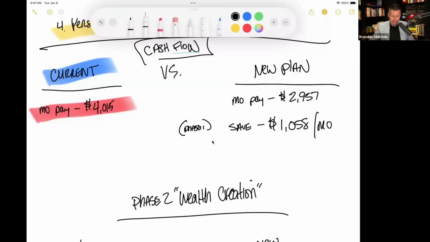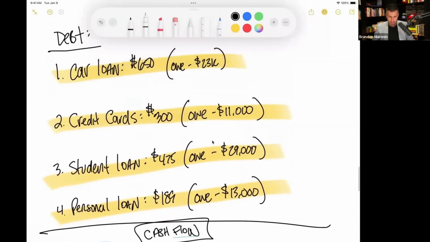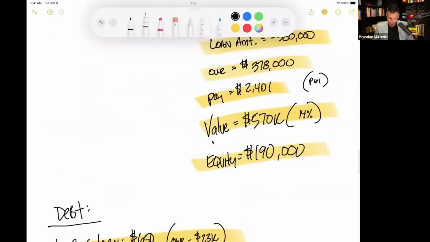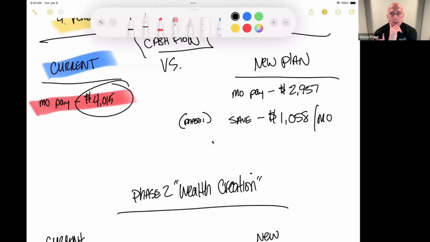The way in which you got that, right? We added up all their minimum payments on their credit report, in addition to their monthly mortgage payment, which gives us a total of $4,015. So far, so good, Steve? I miss anything? Yep, you're right on.